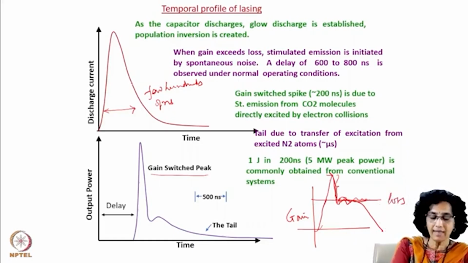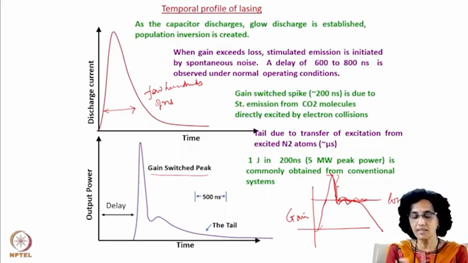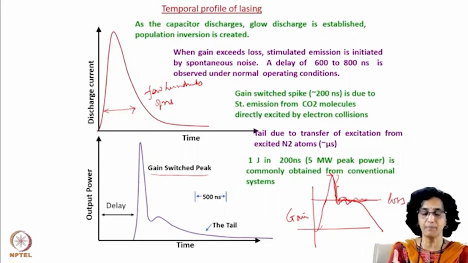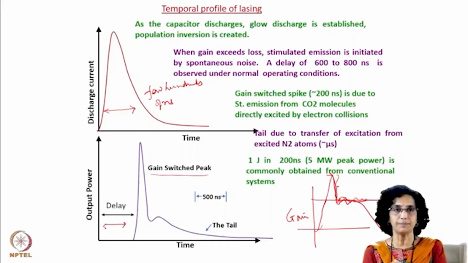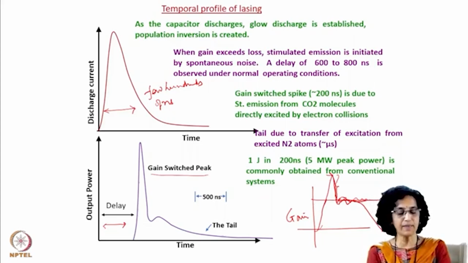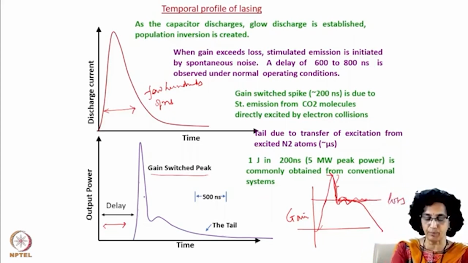And there is one more thing that you have to mind, that there is a definite gap of about 600 to 800 nanoseconds. It depends from system to system. This delay is the time it takes for the gain to build up. Once the gain has built up, that is when you have the output power.